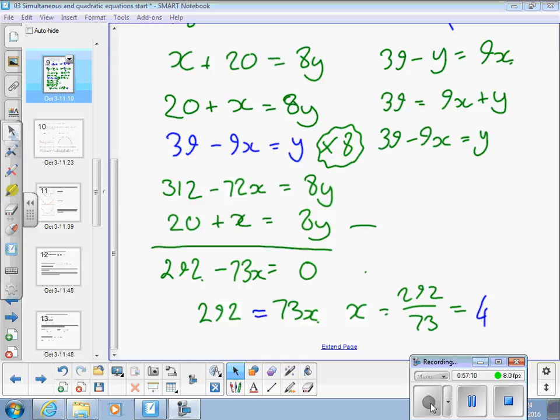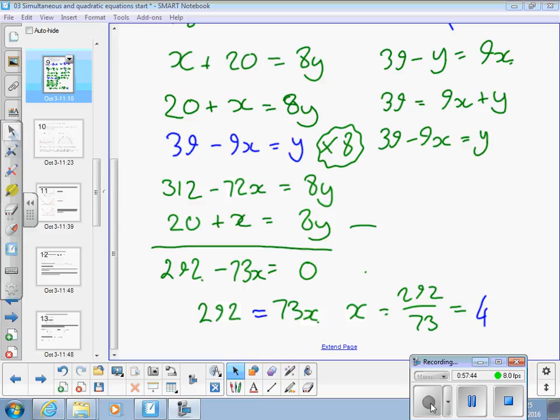I subtracted these two equations, that one from that one, which eliminated the y's. And ended up with 292 minus 73x is equal to nothing. I then added 73x to both sides, so that shifts that over that side. 292 equals 73x. I then divided through both sides by 73 to end up with that as equal to 4.